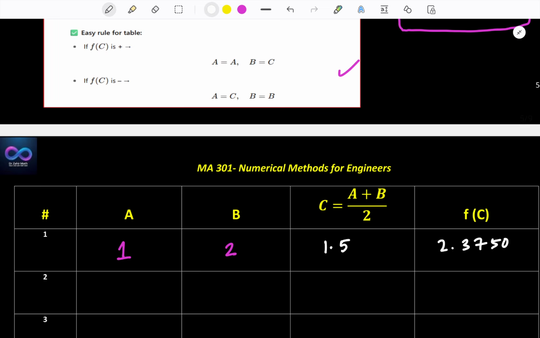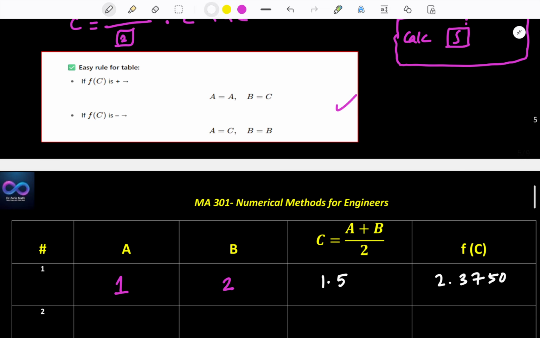Okay. So what should I do, teacher, after this? After this, you have to follow this rule. If f of c is positive, I'm talking about this one. If f of c is positive, right? A equals A, B equals C. Where is C, teacher? Here is C.